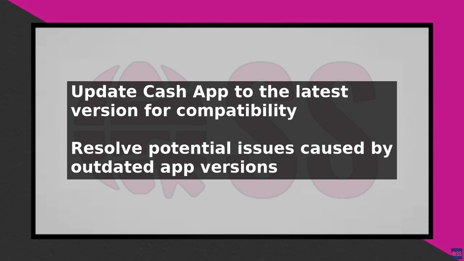Clear the Cash App cache and data to resolve any technical issues. This can be done by going to your device settings, selecting the Cash App, and choosing the Clear Cache and Clear Data options. Restart your device to ensure all changes take effect and the app is refreshed. This can often resolve minor technical issues and allow payments to be accepted again.